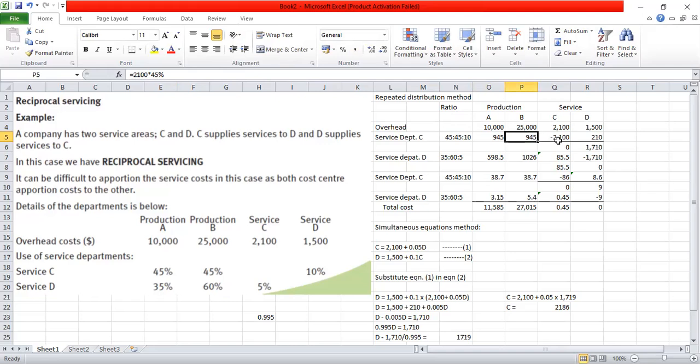Now department C 2100 is taken and charged to department D 210. So we see that nothing is left in C, 0, but D already 1500 what it spent and 210 received from C. So it is now 1710. Take 1710 and charge to A. So 1710 into 35%, because these are the percentages, 35% and 60%. Then C also will get 5%.